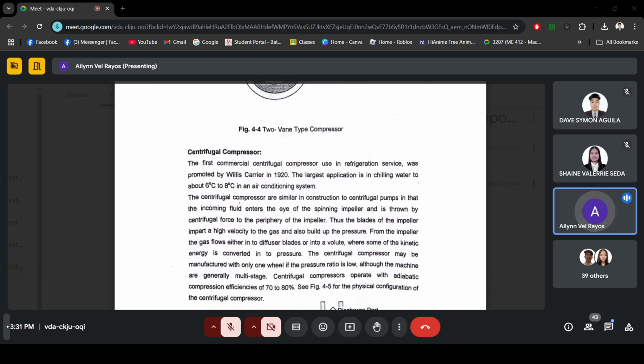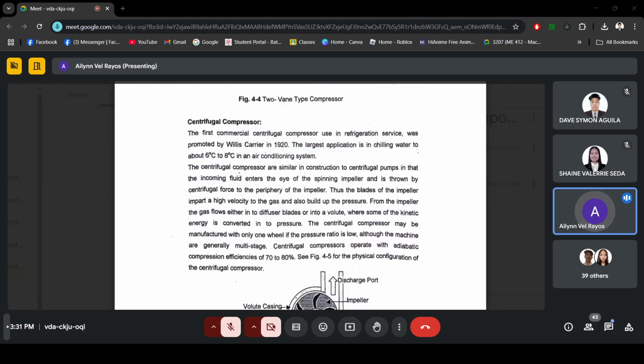So next that we have here is the centrifugal compressor. Can you please read this, Shane Kalinasan?